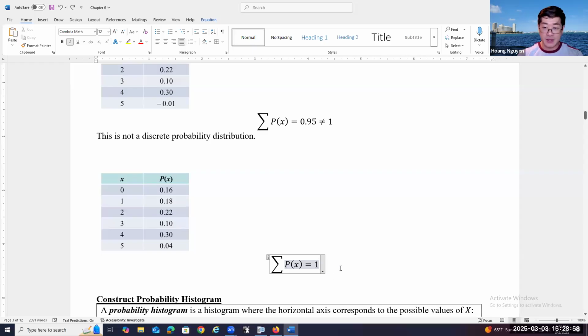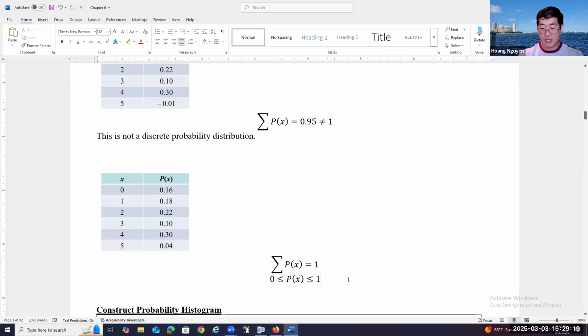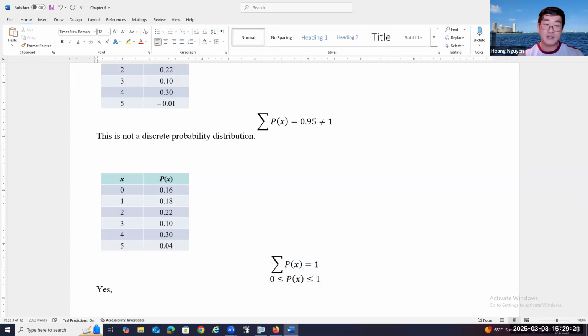How about the second condition then? When you double check the individual values of p(x), they should be between 0 and 1. That's good also. So all of the values that we have for the p(x) right here are between 0 and 1. So the first condition checks, and the second condition also checks. So yes, this is a discrete probability distribution.